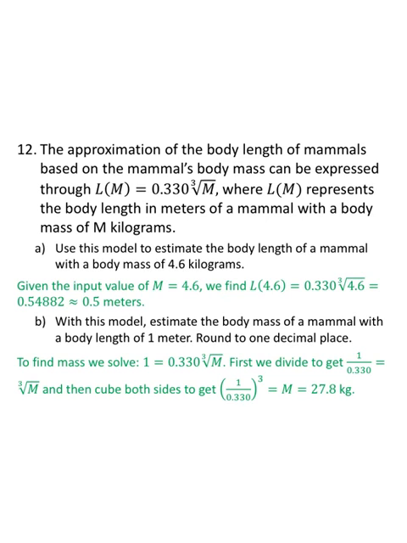Solving radical equations. We want to isolate the radical. So we're going to divide by 0.330 on both sides. I'll end up with 1 divided by 0.330 equals the cube root of m. Now to get m by itself, since it's a cube root, I'm going to cube both sides. 1 divided by 0.330 to the third power equals m. I'll enter this in my calculator exactly as it's written, and I find that this particular mammal has a mass of 27.8 kilograms.